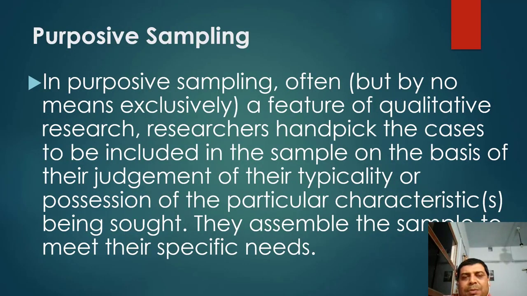The next one is purposive sampling. We know qualitative studies are generally done to find out the particular characteristic or typicality of a particular population. So when we want to select a sample, it must represent the purpose of the study, so that those individuals who have all the characteristics which I require for my study will be picked up in the sample, because they are going to serve the purpose of my study. So this will be the purposive sample.